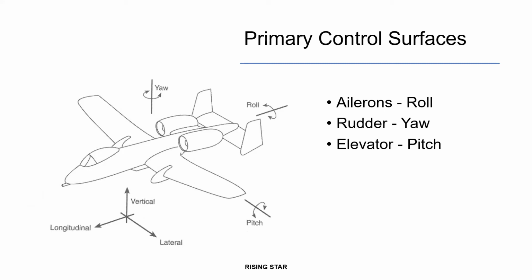So the second one is the yaw. Rotation of the aircraft about the vertical axis is called yaw, and it is controlled by the primary control surface known as rudder. It will make the nose turn left or to the right.